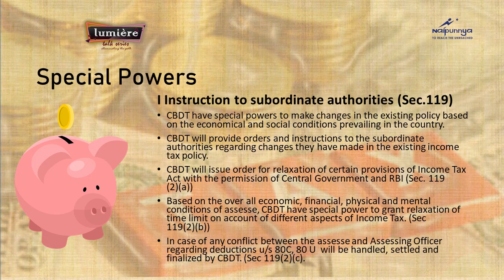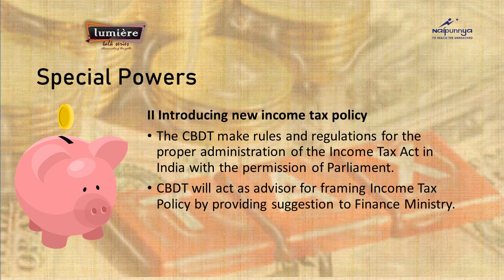And the next special power is introducing new income tax policy. As we discussed before, based upon the economic and social conditions prevailing in the country, the CBDT will make rules and regulations for the proper administration of the Income Tax Act, and it is always done with the permission of Parliament. Moreover, the CBDT will act as an advisor for framing income tax policy, and they even provide different suggestions to the Finance Ministry for the proper execution of the Income Tax Act in India.